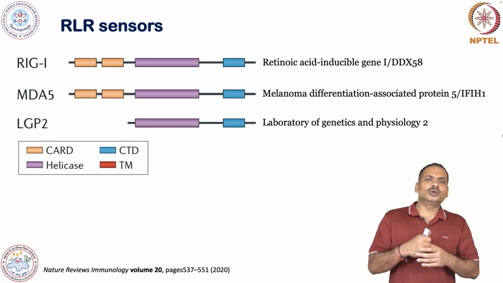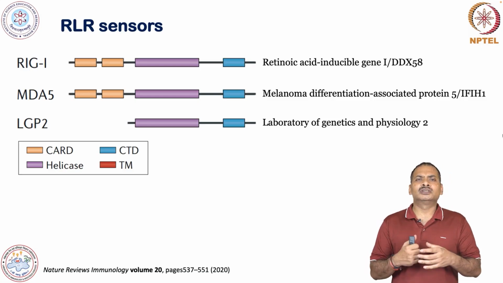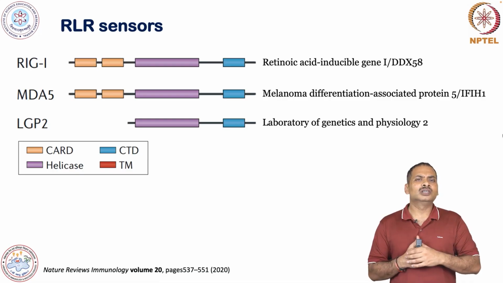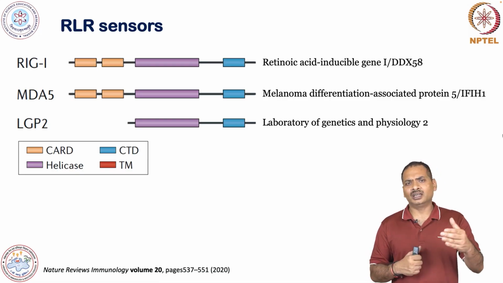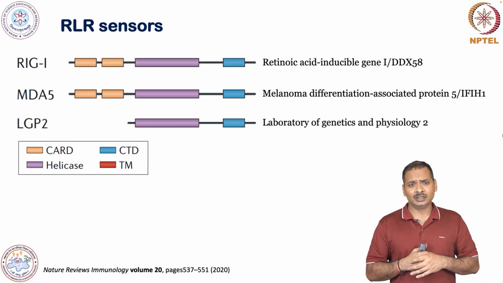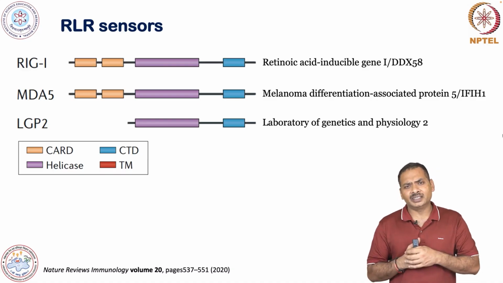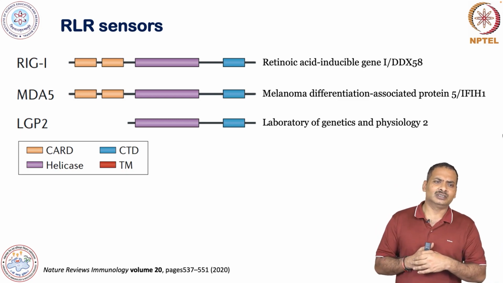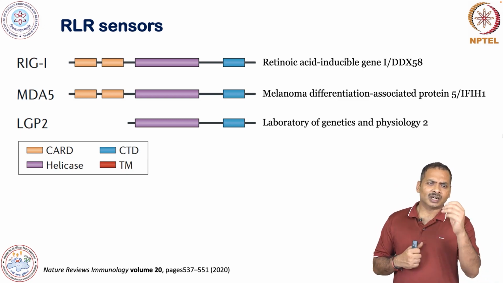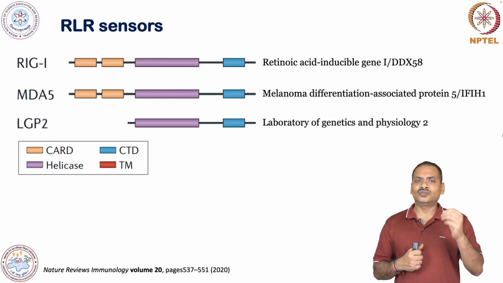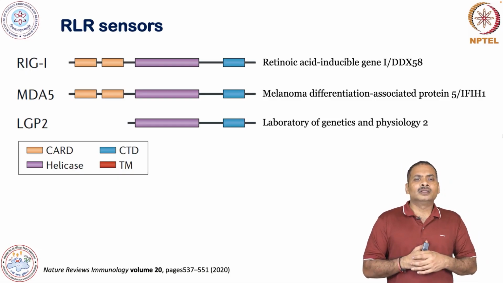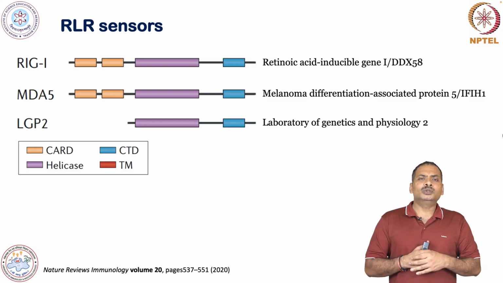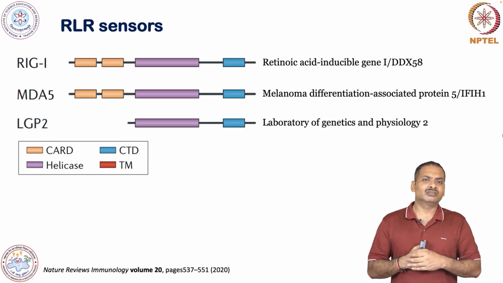So when this molecule was identified, people thought that this molecule is a kind of negative regulator of RLR pathway signaling, because this can bind with the ligand, but this cannot transduce the signal. Please note, the CARD domain is needed for the activation of downstream signaling. So, since this LGP2 does not have a CARD, people thought that this is maybe a negative regulator.